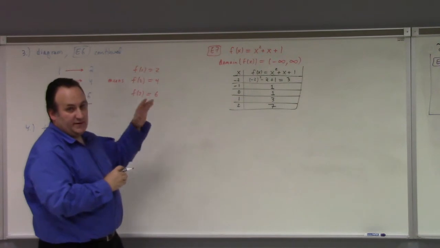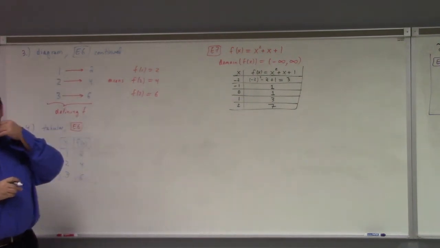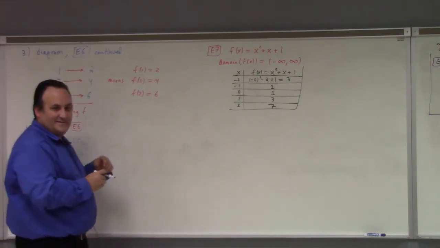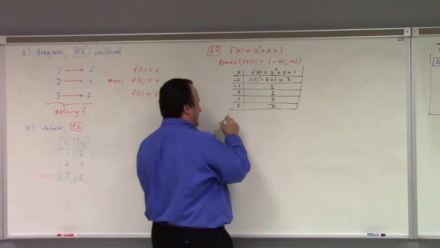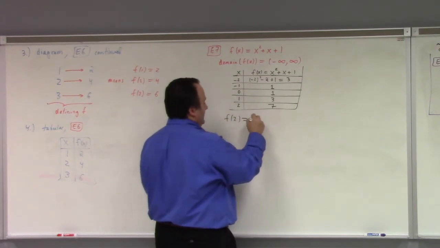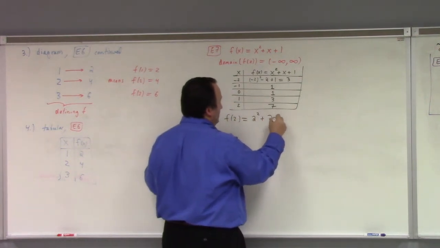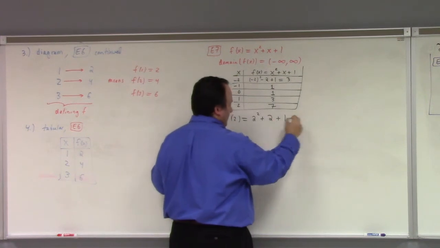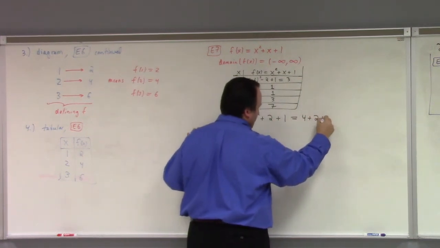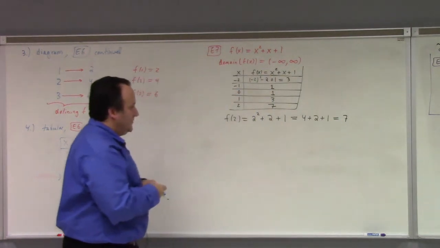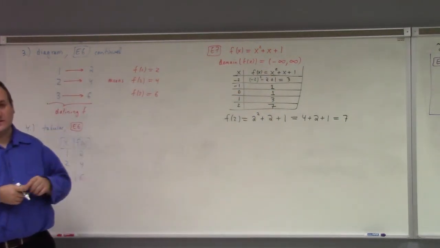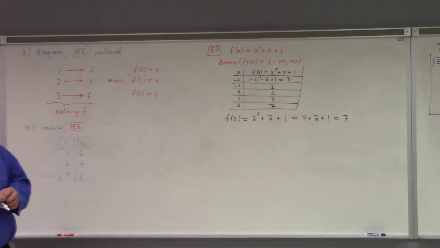Does anybody want me to explain where those numbers came from? Sure. Which one? The last one? Yeah, last one. Okay, so f of 2 equals 2 squared plus 2 plus 1, which is 4 plus 2 plus 1, which is 7. And so all of these numbers are arrived at in the same way, just by plugging the x into the formula. Thank you. No problem.